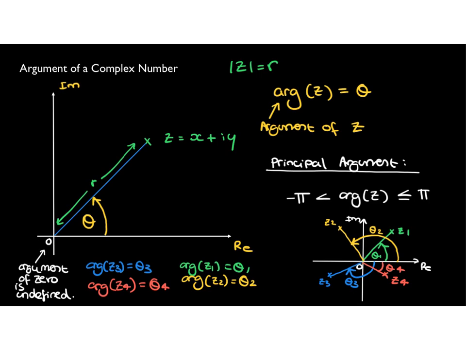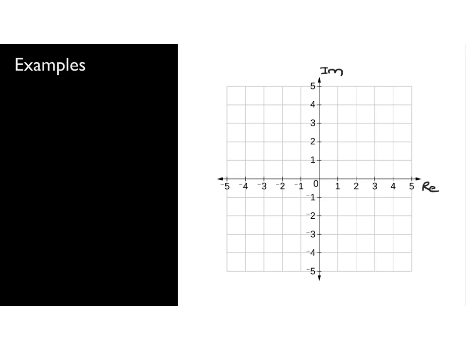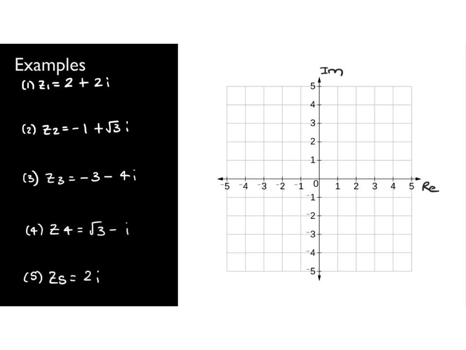So by now we should have an idea of how to calculate the argument of a complex number. So we're going to have a look at a few examples, and in each case we're going to find the principal argument of this complex number, giving our answer in exact form in radians, and if we can't give it in exact form, we will present our answer to 3 significant figures. So let's have a look at our examples. In each case, we need to sketch the complex number in question and then find its argument.